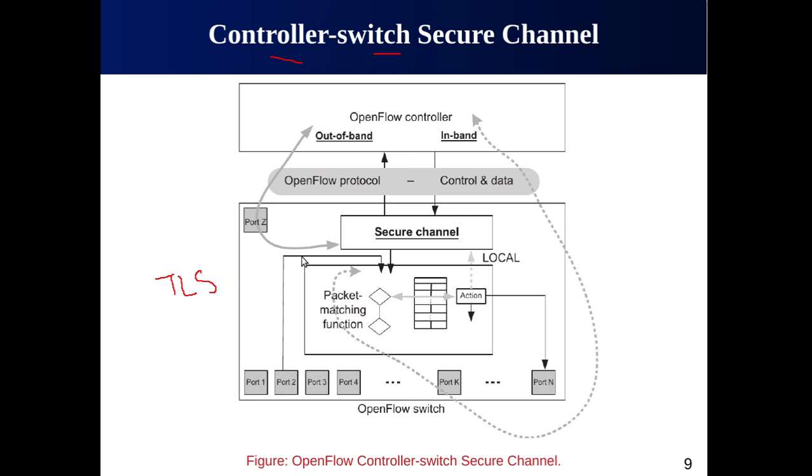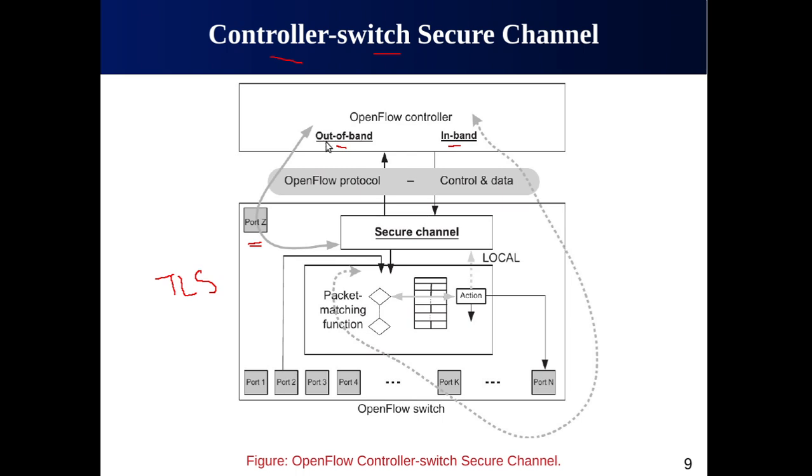This connection may be in band or out of band. These are the two variants of the secure channel. In the out of band example, the secure channel connection, you can see here, enters the switch by using a dedicated port, and that port is represented by Z here.